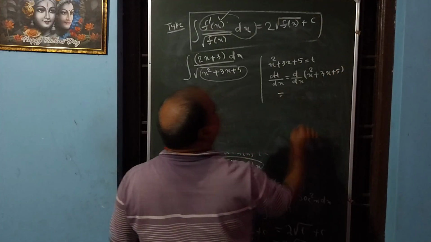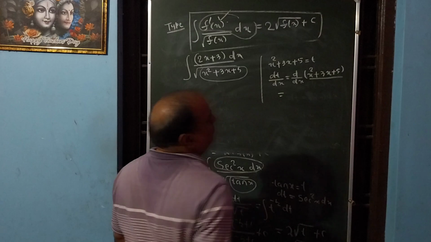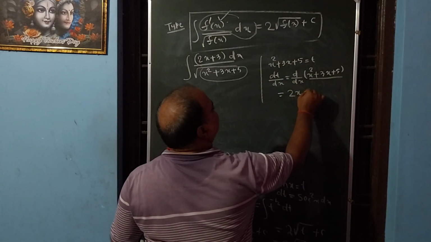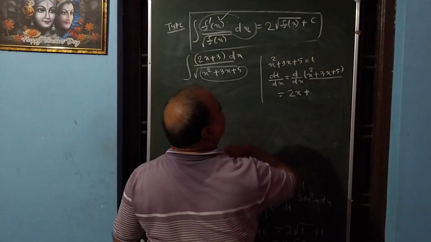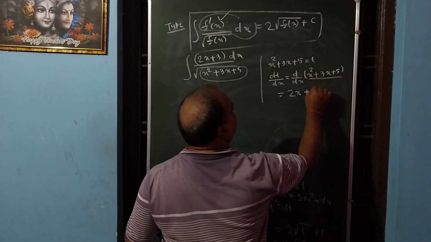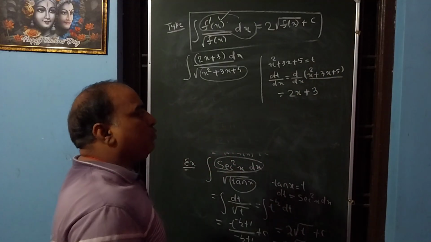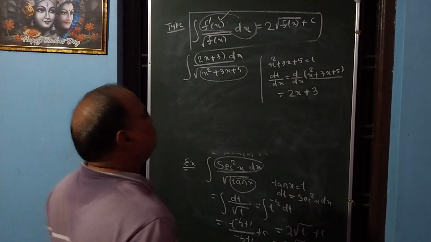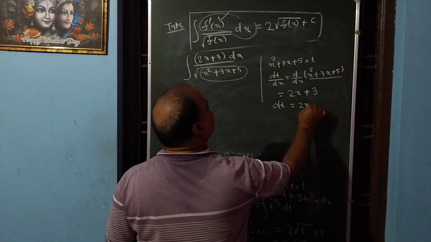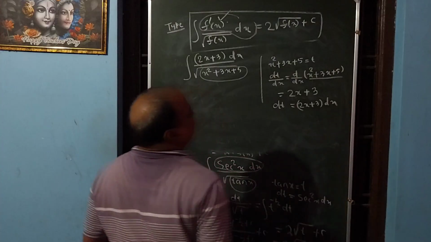Then apply the derivative of a sum is equal to the sum of the derivatives. We get the derivative of x square, that is 2x. So here 3 is a constant that will come outside of the derivative. Derivative of x is equal to 1. So here it is 3. Derivative of 5 is 0 because 5 is a constant. So we get dt is equal to 2x plus 3 whole into dx.